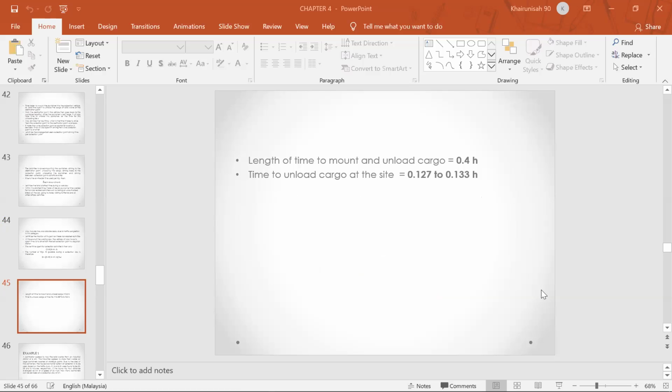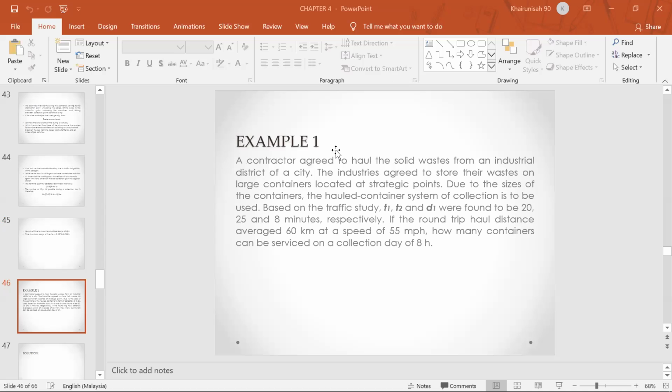The length of time to mount and unload cargo, which is 0.4 hours, which is M. Time to unload cargo at the site, which is U, 0.127 to 0.133 hours. Okay, based on this condition for the HCS, we have the example here.